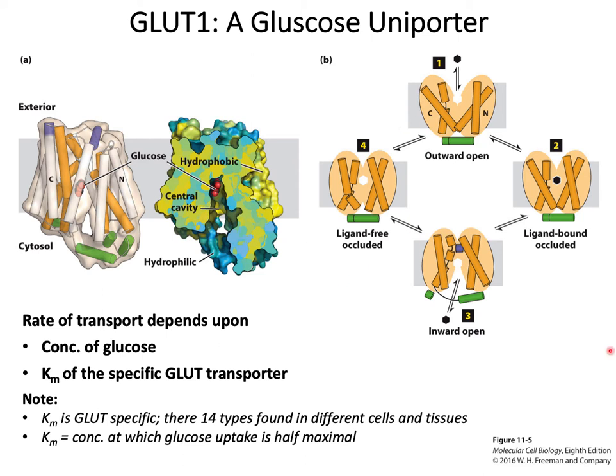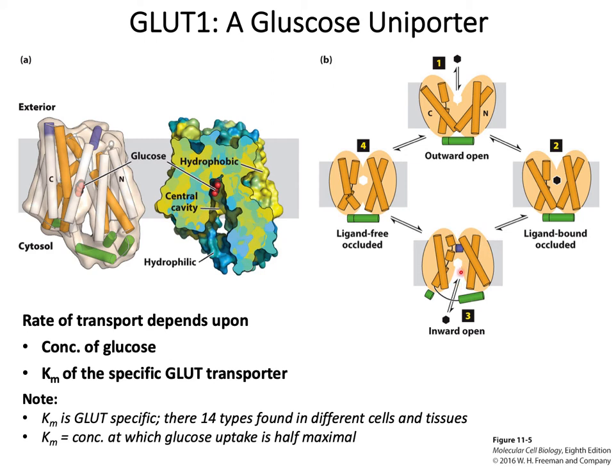So on the right-hand side, on the other hand, is a working model cycle of this GLUT1 transporter. We call this an alternating access model, access from outside, access from inside. So in step 1, the outward open conformation binds glucose, binding dependent upon the Km and the glucose concentration. And upon binding of the glucose, this transporter changes conformation, as in step 2, the ligand-bound occluded conformation. And again, it changes conformation to deliver the glucose into the cytoplasm.